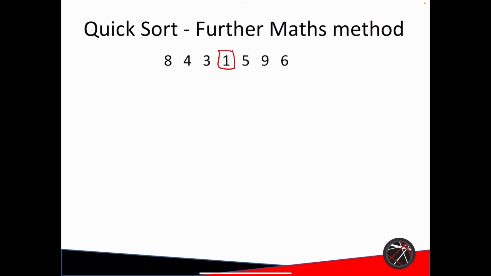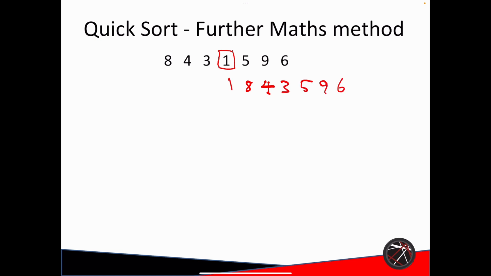What we're doing here is we maintain the order. So in other words, 8 is greater than 1, so we'll go on the right hand side of 1. 4 is greater than 1, so we'll go on the right hand side. But notice I've put it still out of order. I haven't tried to swap them here at all. They're just maintaining the order. So again, 3 will, 5 will, 9 will, and 6.